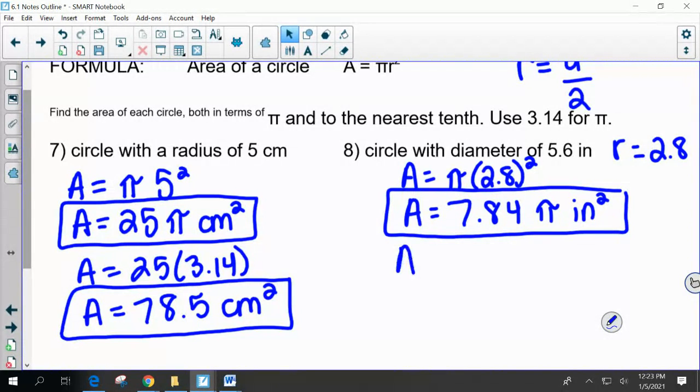And then 7.84 times 3.14, rounded to the tenth.